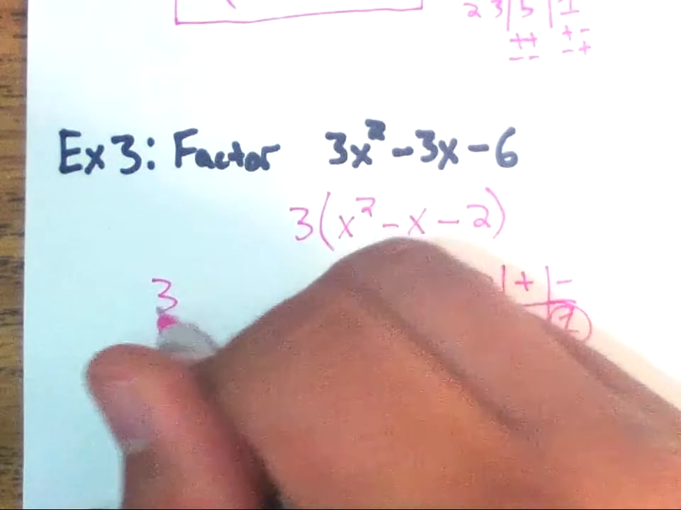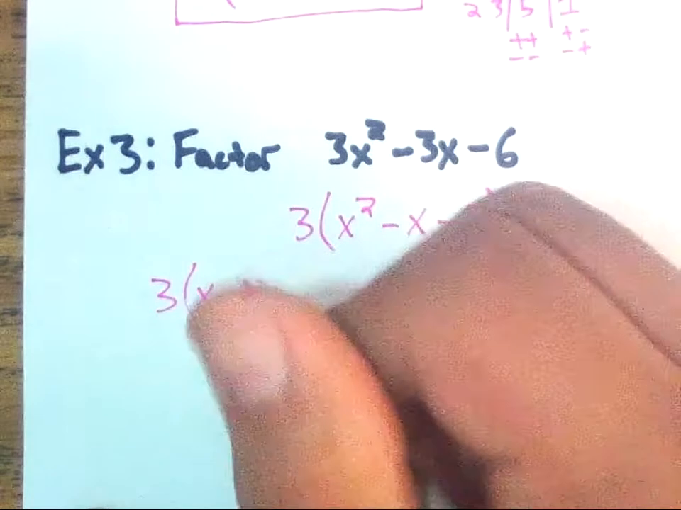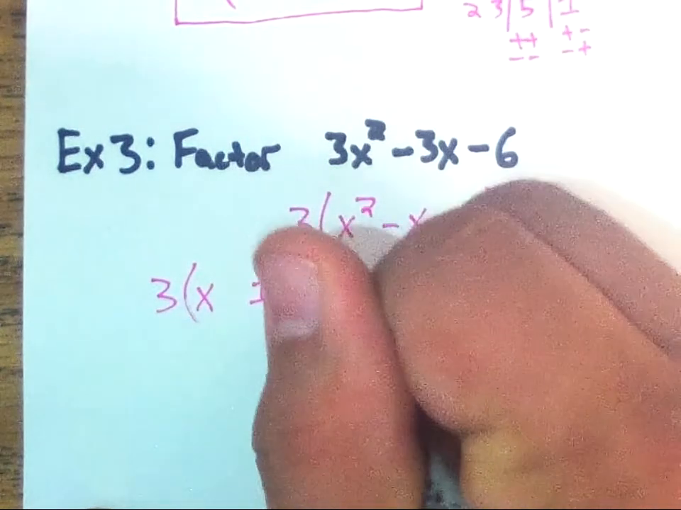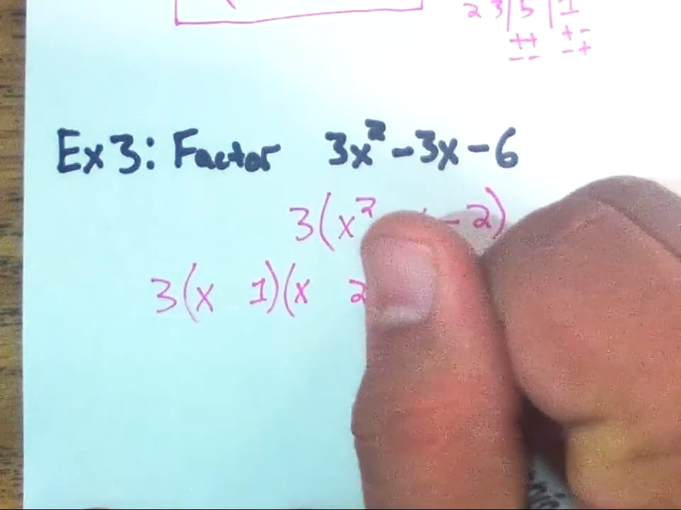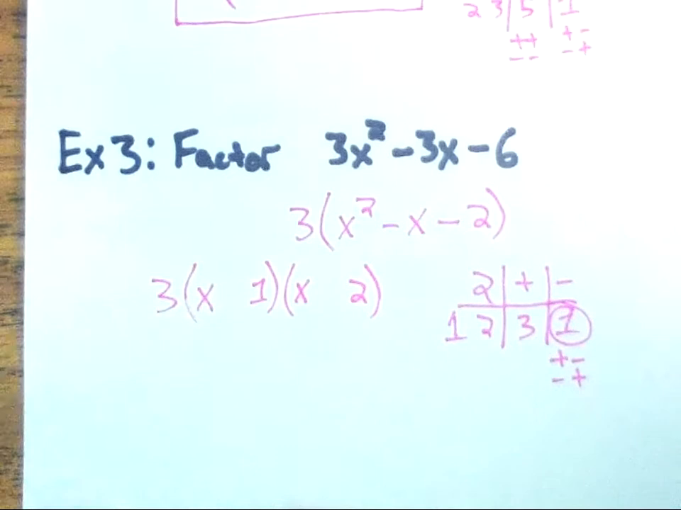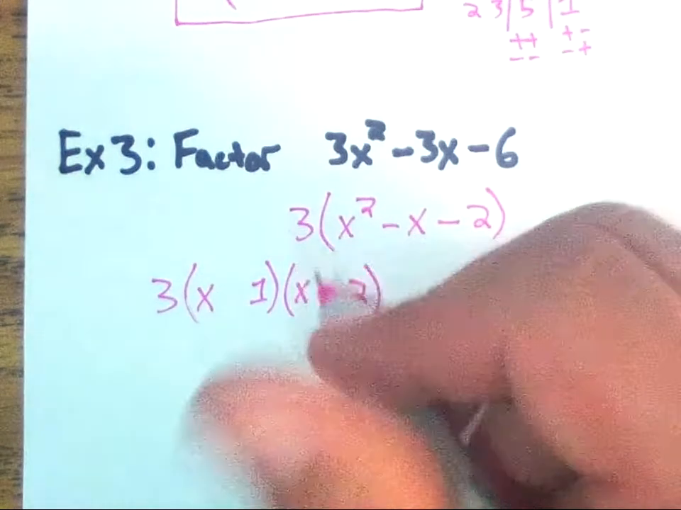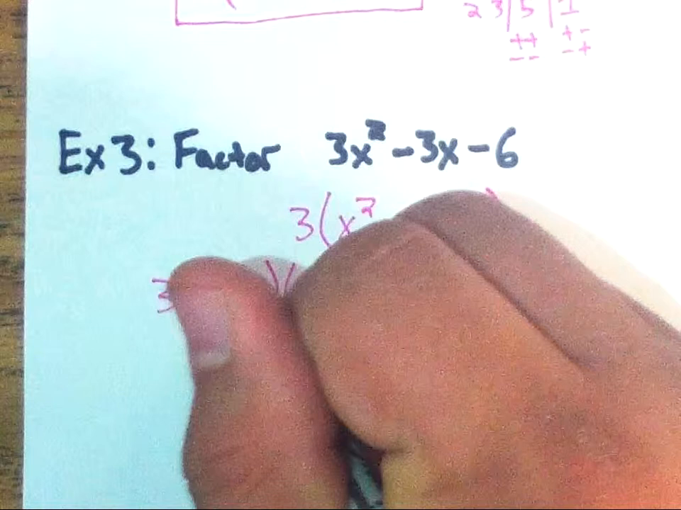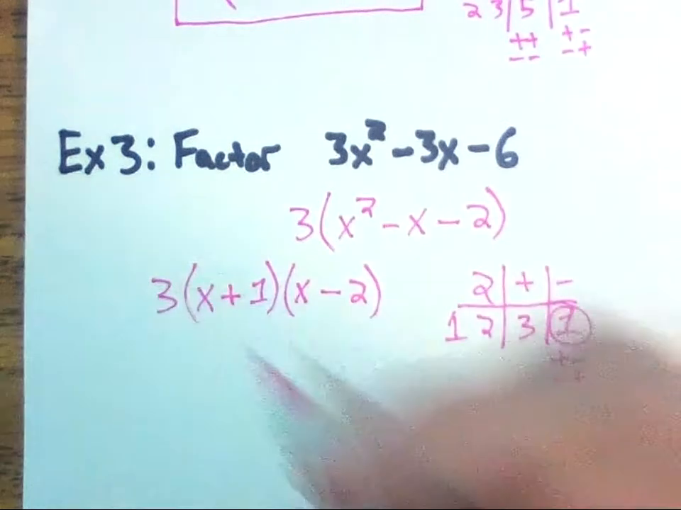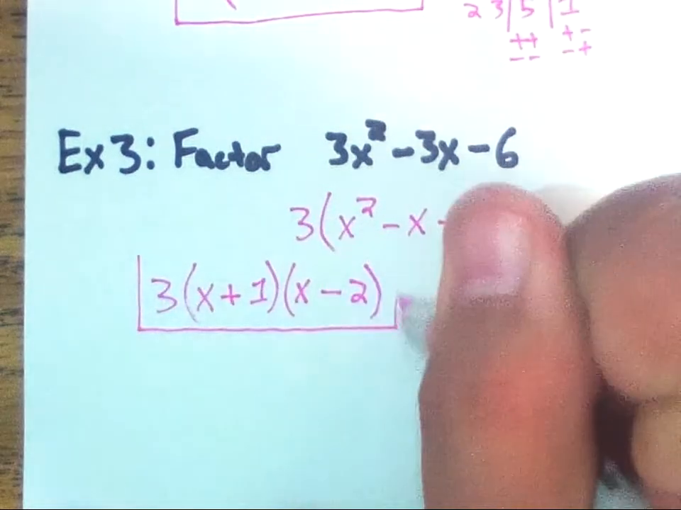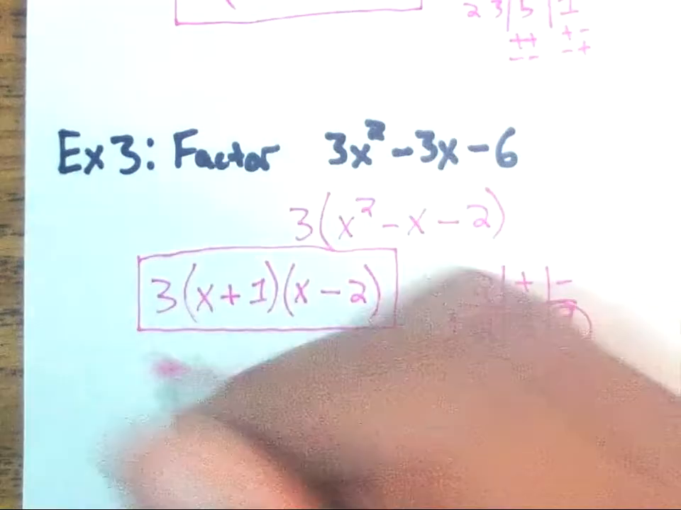So we go back over here, x with a 1, x with a 2. And like I said in the previous video, since this is negative, the middle term is negative, we're going to make the bigger number negative and the smaller one positive. And we're done. How can I check to see if this is right?